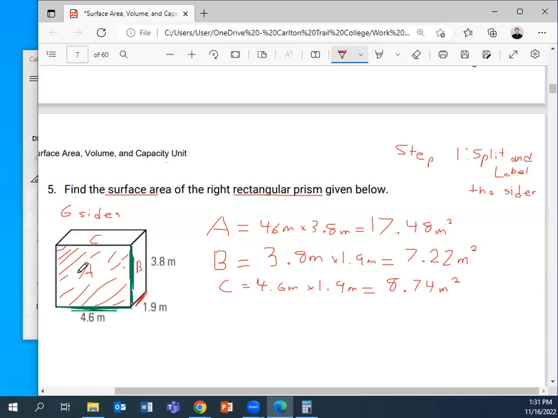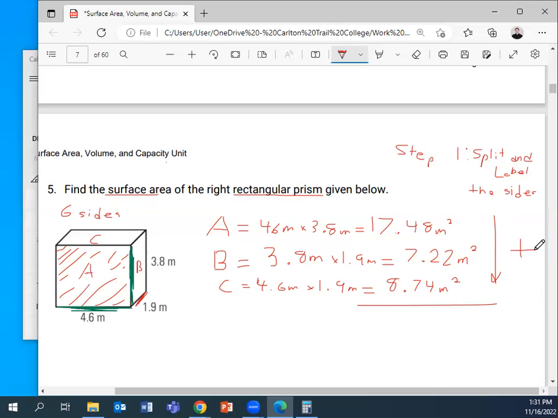So there's a couple ways you could do it. You could just figure out that, oh, well, the top is 8.74. The bottom is, oh, it's gonna be another 8.74. So you could just times each of these by 2, or you could add all of these together. So I'm going to plus all of these together.